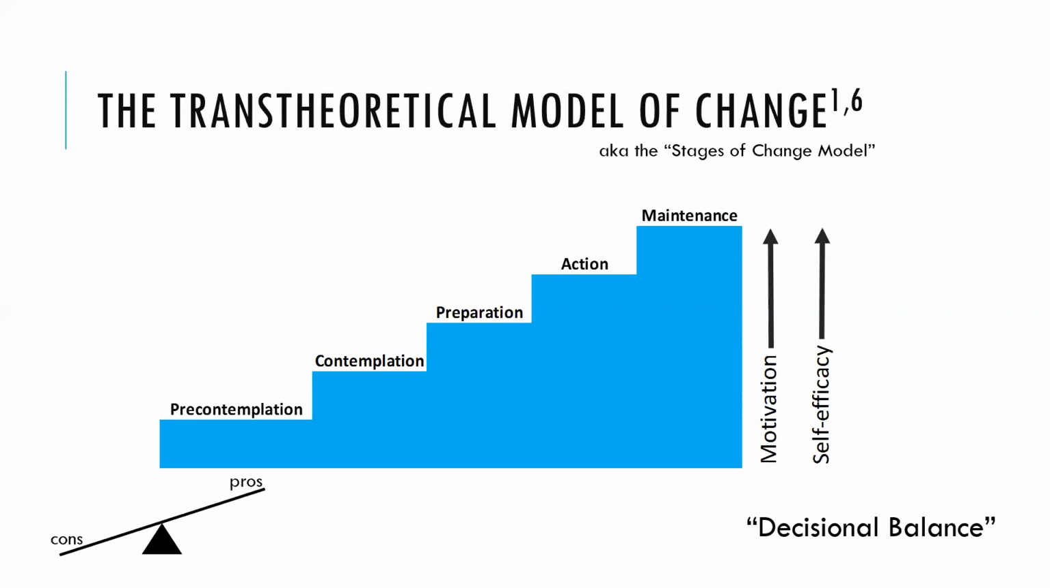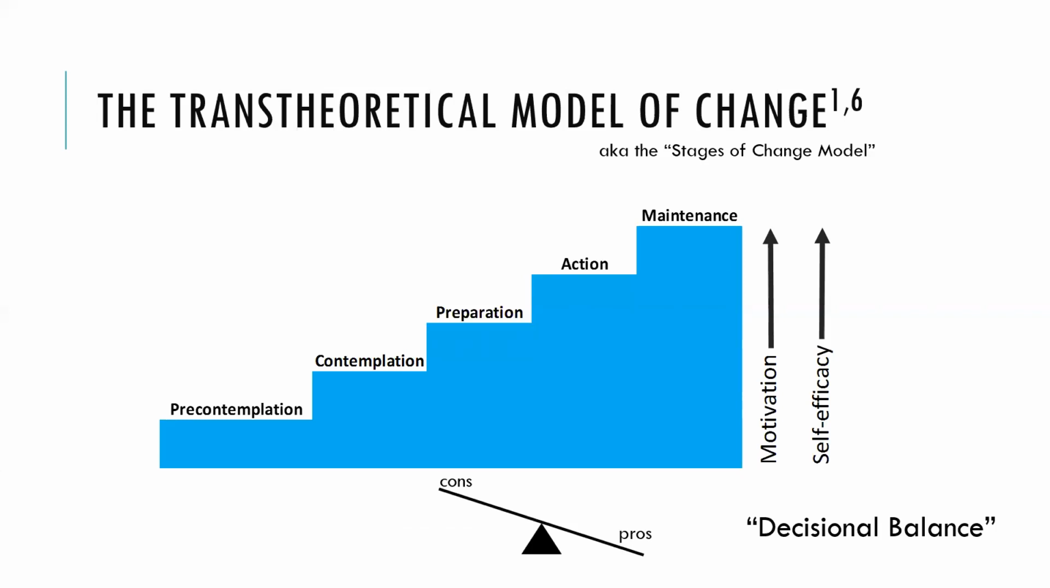Next, contemplation. The patient recognizes the need but feels ambivalent about changing. In other words, the pros and cons tend to teeter in and out of balance here. The patient enters preparation stage once the pros outweigh the cons. Action occurs once the behavior change has been in place for as little as 1 day, but up to 6 months. Maintenance really doesn't occur until you get past that 6 month period. As we can see from the seesaw or scale images, decisional balance is central to the TTM.